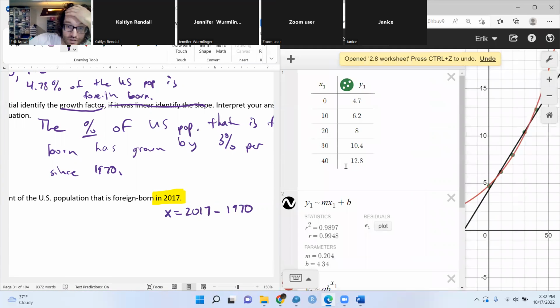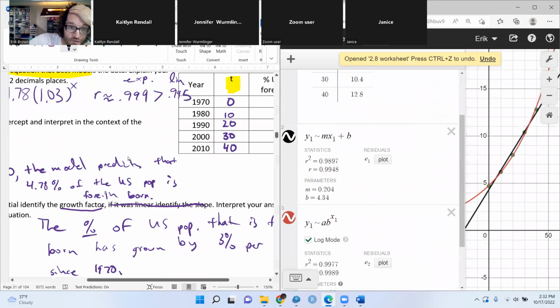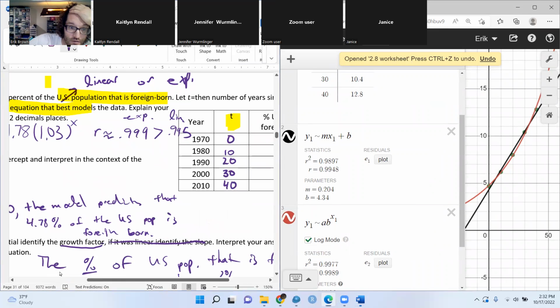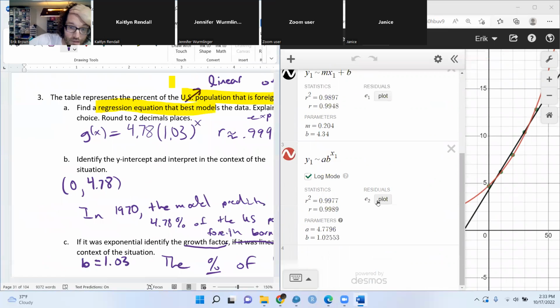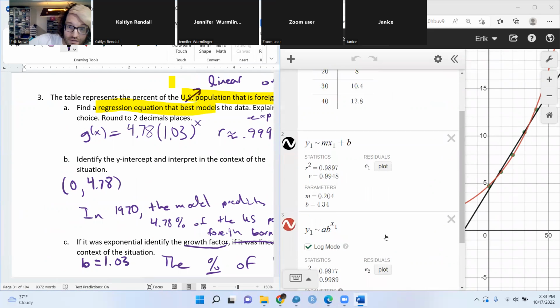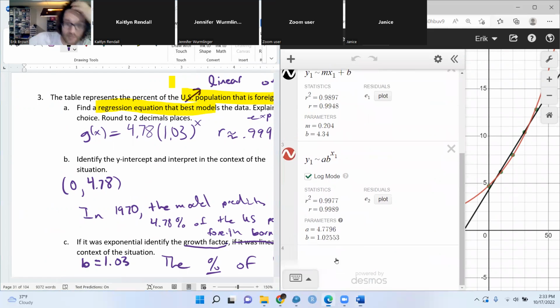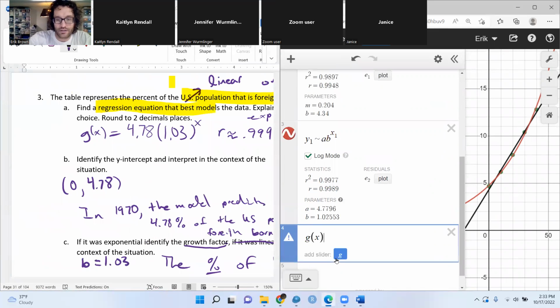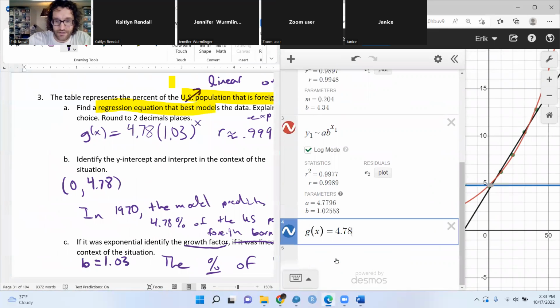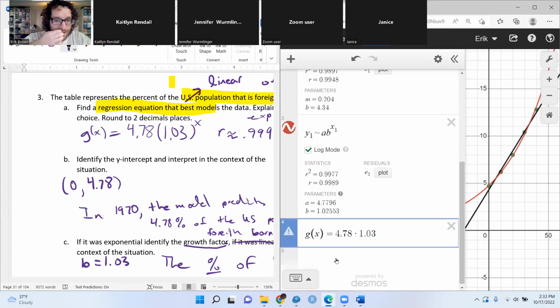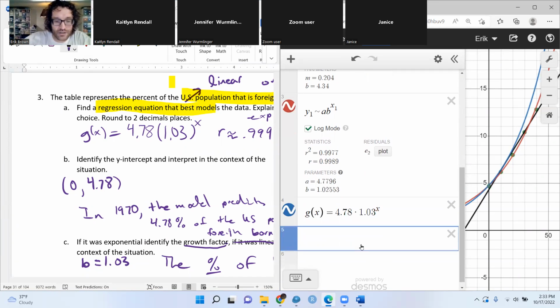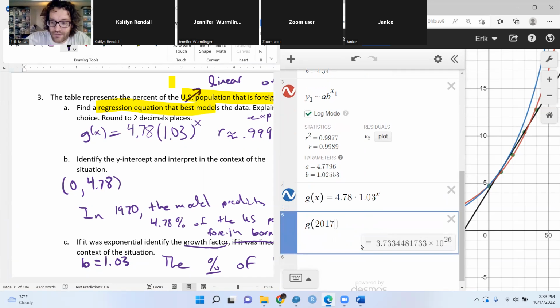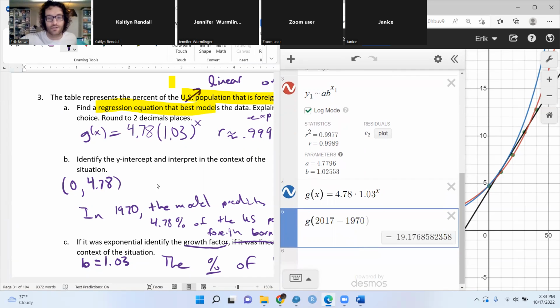So what you have to do is actually type in the equation you found. Which one was it? It was this exponential. Am I in the right one? Oh, I didn't save. Lovely. So I'm typing in g of x equals 4.78 times 1.03 raised to the x power. And then I can just type in here g of 2017 minus 1970, and it gets it for me.